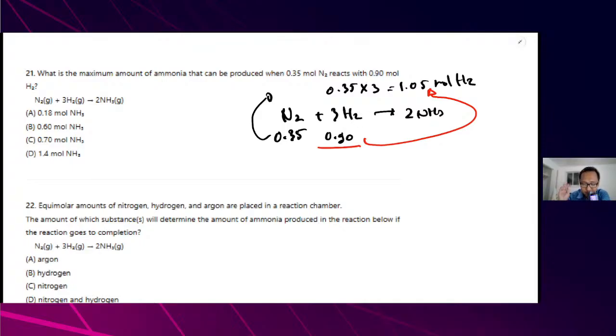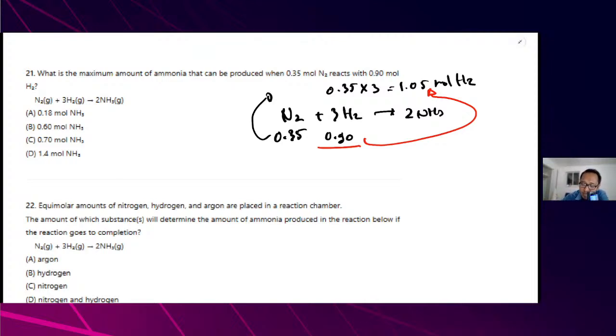Just remember, it is very important to determine which one is the limiting reactant, because there is no clue, unlike the previous question where we had a clue for the excess. For this question there is no clue. We have this one and this one, and we need to determine which one is used up completely first. So H2 will be used up first.